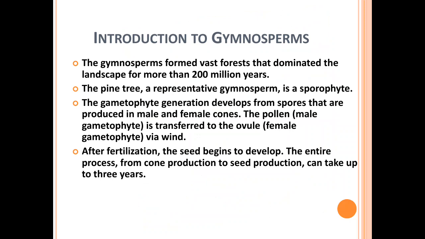Introduction to gymnosperms. Gymnosperms formed vast forests that dominated the landscape for more than 200 million years. The pine tree, a representative gymnosperm, is a sporophyte. The gametophyte generation develops from spores that are produced in male and female cones. The pollen is transferred to the ovule by wind. After fertilization, the seed begins to develop. The entire process from cone production to seed production can take up to 3 years.